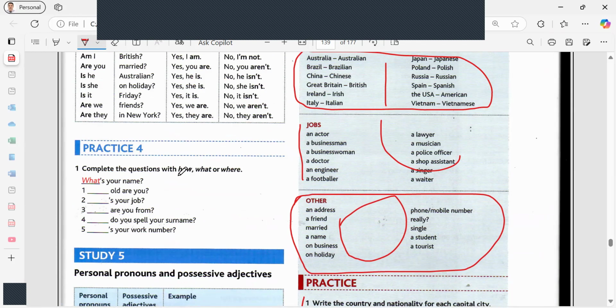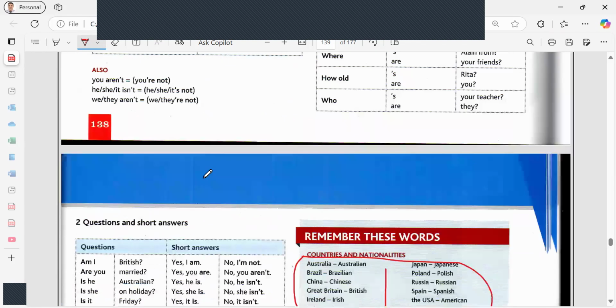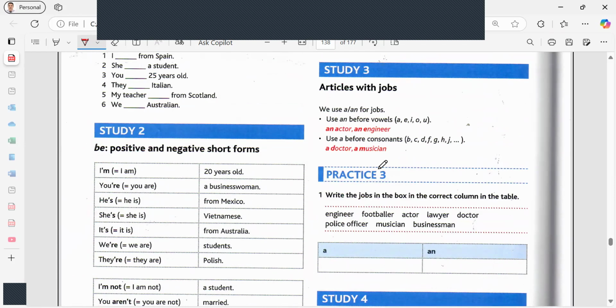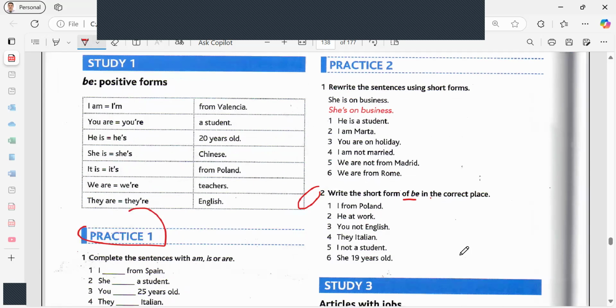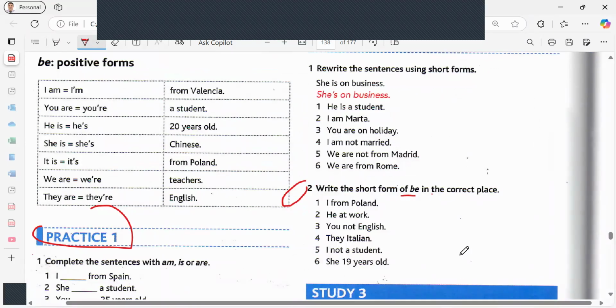So let's start with this one. This one, for example, this short form, this is easy. Write the short form of the verb to be in the correct place. Here you have a missing word in each sentence. So let's answer three, only three. For example, 1, 3, and 6.